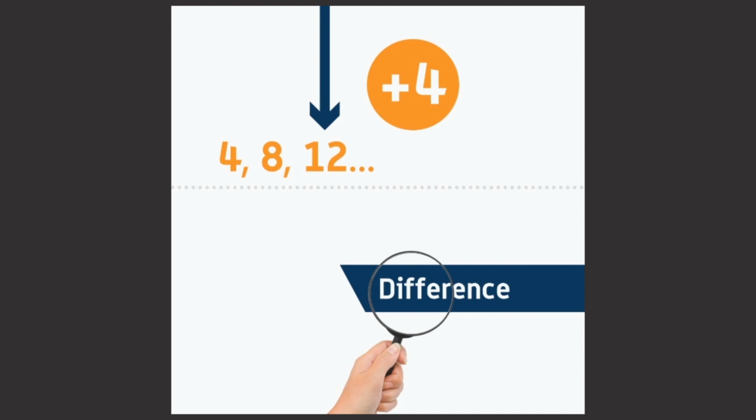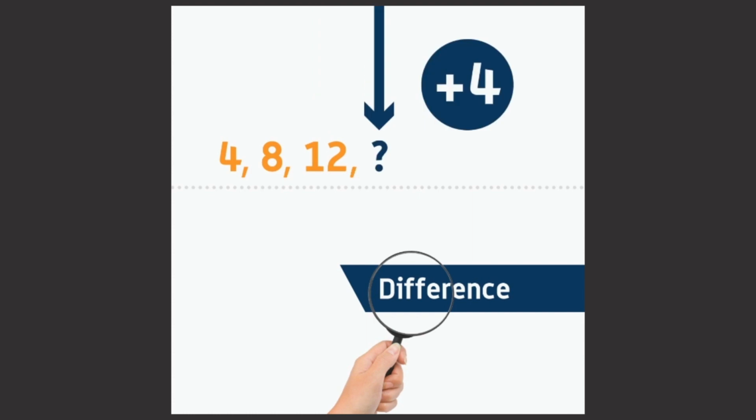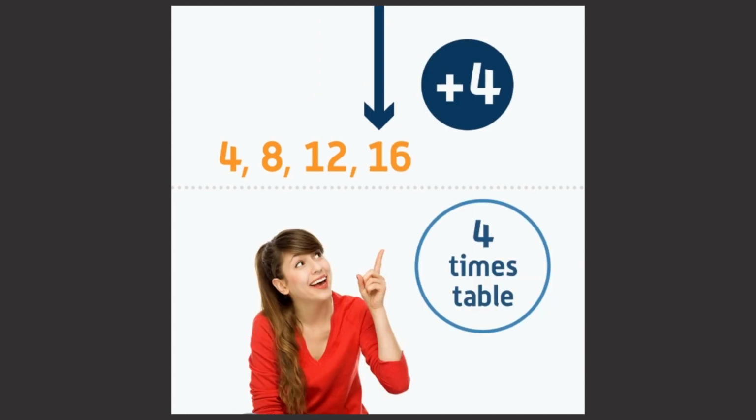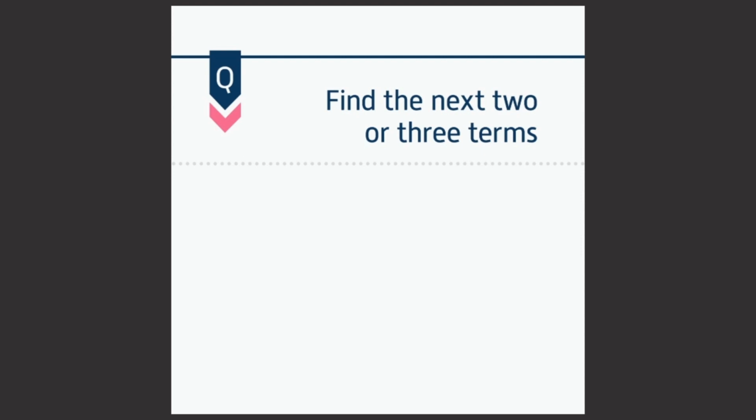We should add 4 again to find the next number in the sequence. So 12 plus 4 gives us 16 as the next term. You should recognise this sequence as the 4 times table. Sometimes you may have to find the next 2 or 3 terms.